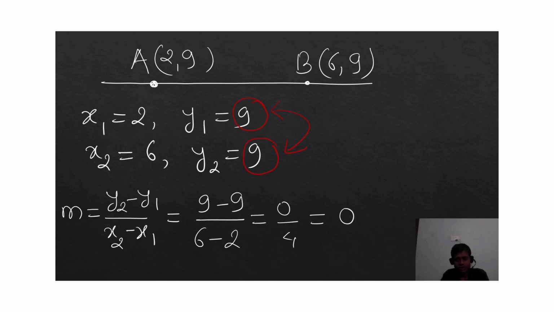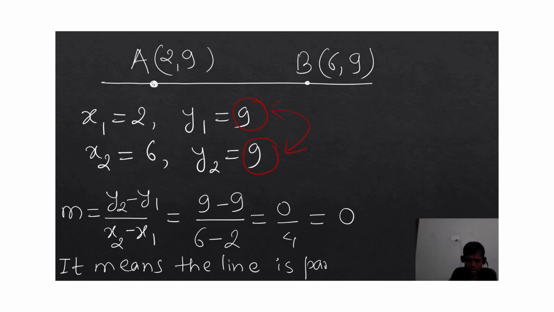Remember this point. If y coordinates are the same, then the slope is always 0. What does it mean that the slope of a line is 0? It means that the line is parallel to the x-axis. This is the conclusion in case the y coordinates of both points are the same.